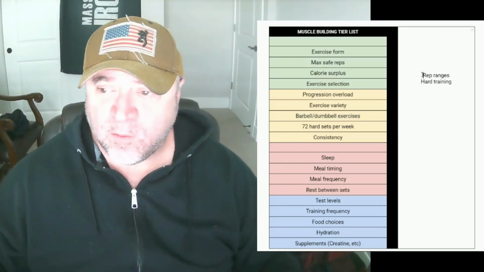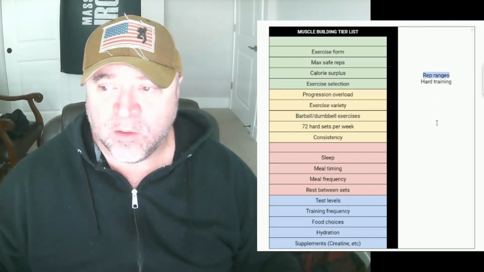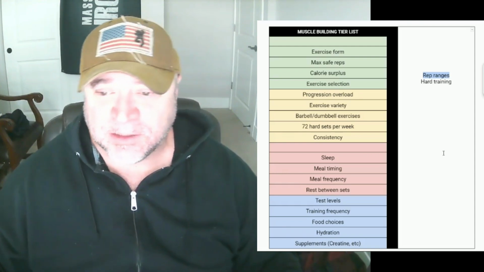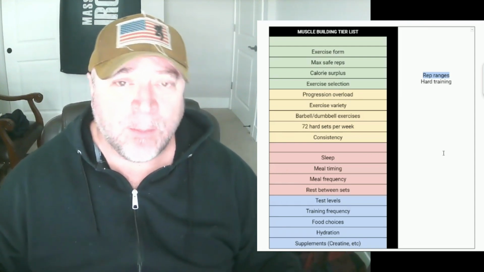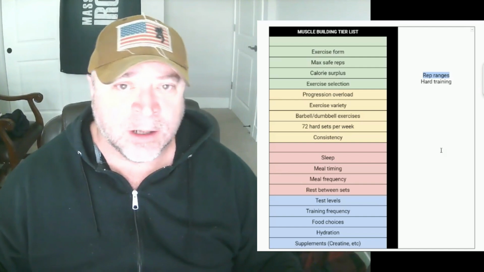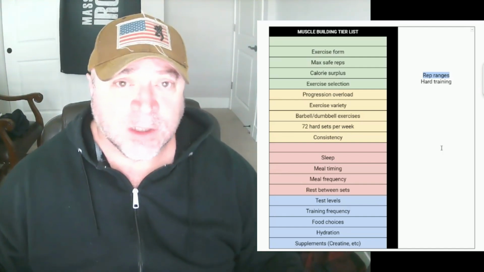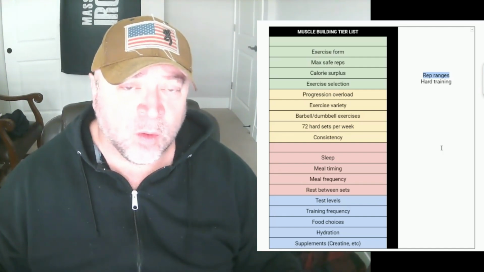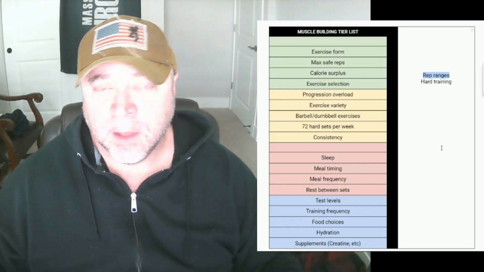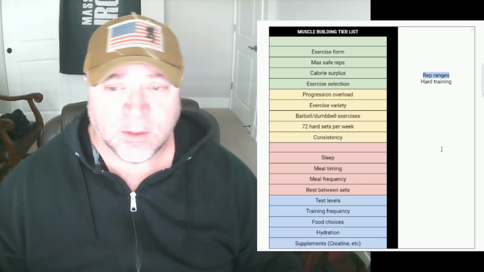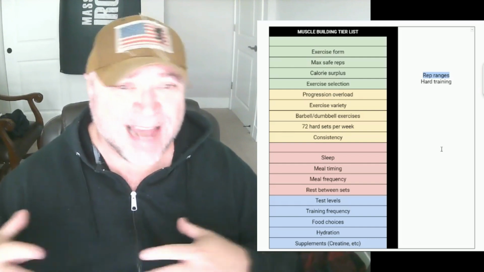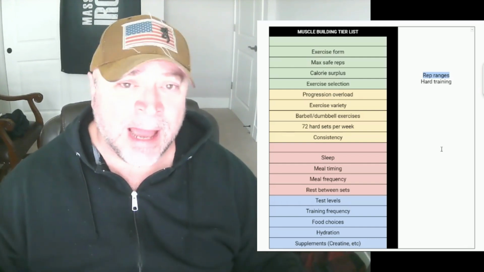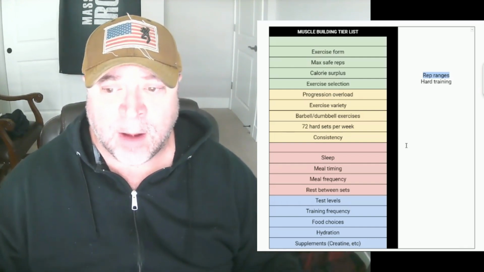All right, 2 left. Rep ranges. Where do rep ranges go? Everybody's obsessed with rep ranges. Specific rep ranges don't really matter as long as they're reasonable. So we're going to assume that your rep ranges are reasonable for hypertrophy. If your rep ranges are reasonable, having specific dialed in rep ranges isn't going to matter. We don't need to over focus on rep ranges.